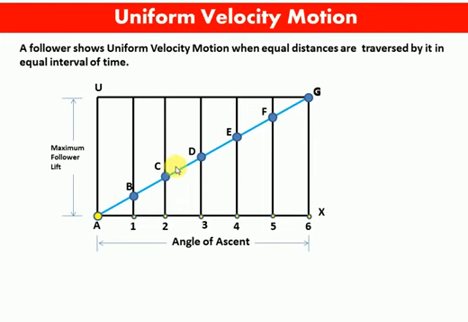This A, B, C, D, E, F, G is our required curve for uniform velocity motion. Now suppose this A6, from A to 6, is an angle of ascent. Say for example it is 60 degrees and we have divided it into an equal number of even parts, and here it is 6 equal parts.